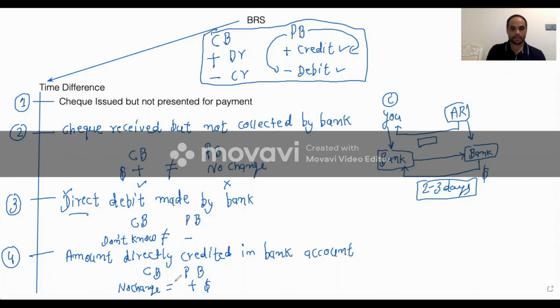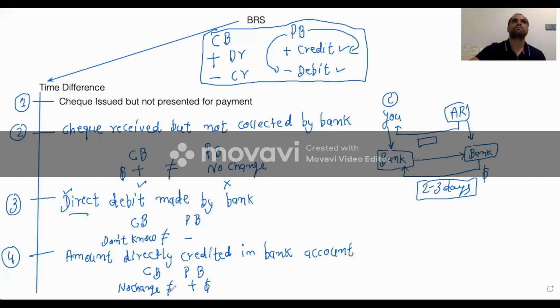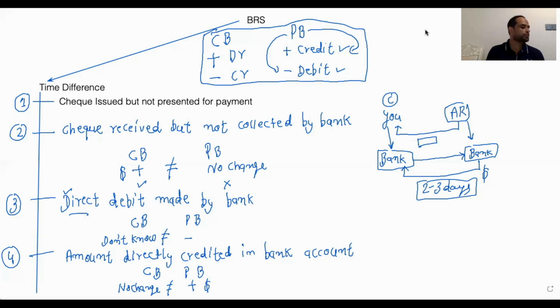As a result, the balance between the cash book and the passbook will be unequal. So that is the fourth reason for the time difference. Is that okay? Number 4. Is that fine, number 4? Can we move on to the next?